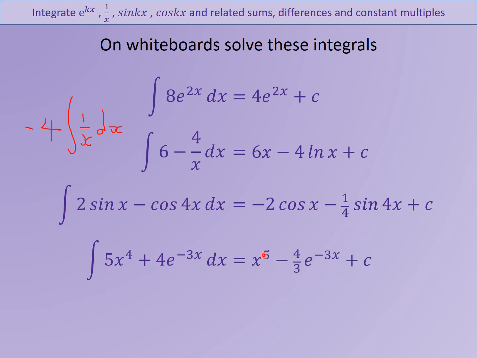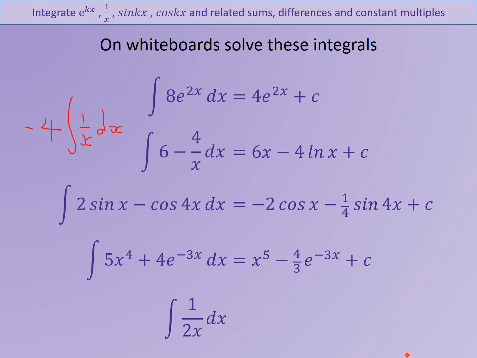So there we go. And you can always check by going backwards. 5x to the 4, yes, differentiate that. Minus 3 comes down to the front, so the minus to the minus makes a plus. Divide by 3 and times by 3, yes, that's where the 4 comes from. Plus c. Okay, so last one. Minus 1 over 2x. All right, pause it there.